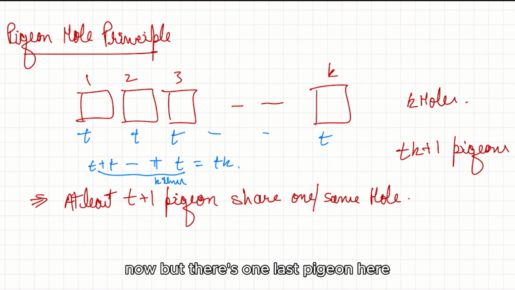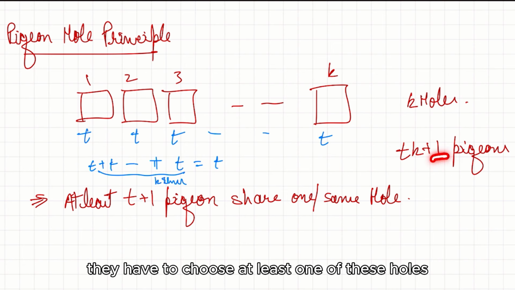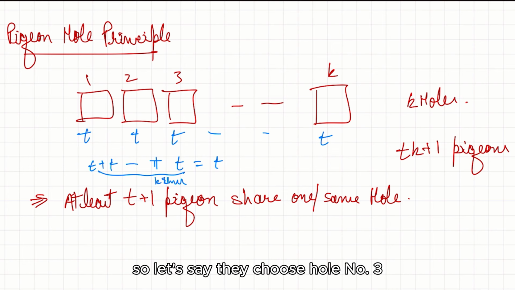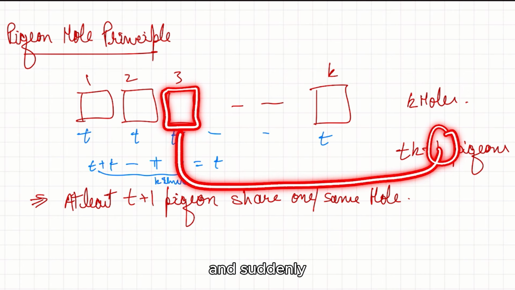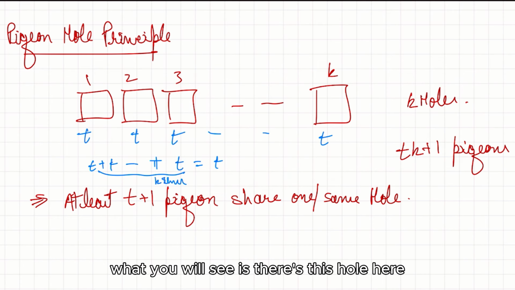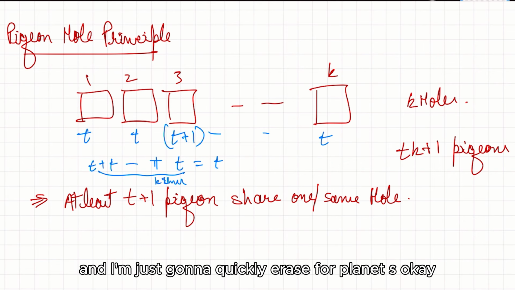Now there's one last pigeon here. This pigeon has to go somewhere. Where would this pigeon go? It has to choose at least one of these holes. Let's say it chooses hole number 3. So now this pigeon will come and sit here. And suddenly what you will see is there's this hole where you now have t plus 1 pigeons. Okay, and I'm just going to quickly erase for cleanliness.